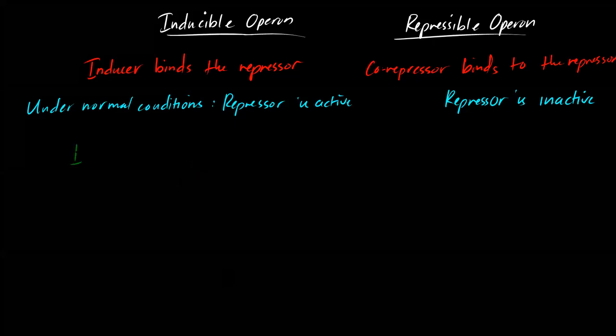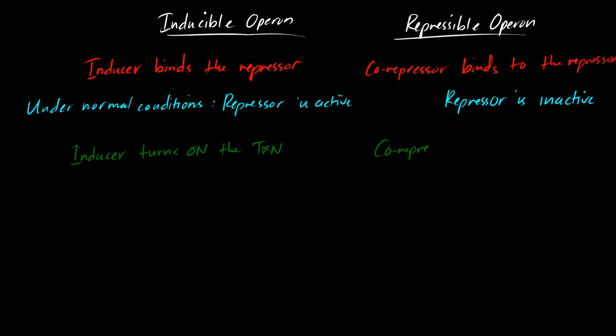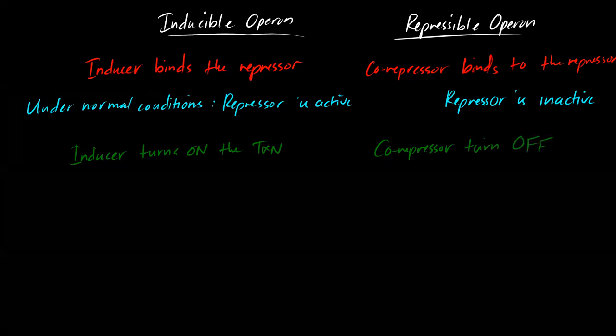Another difference here, the inducer, for example in the lac operon, the allolactose, turns on the transcription. Here, if the co-repressor binds to the repressor, the co-repressor turns off the transcription.